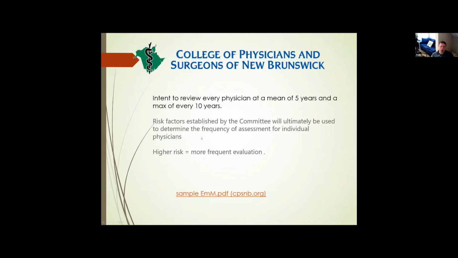Once they reviewed your charts, they're going to have some factors that they will have established beforehand, which will determine the frequency of assessment for an individual physician. And obviously, if you're higher risk, you'll have more charts. I've just switched screens. Hopefully you can see this. So this is a sample of their peer assessment report. And I'll scroll down through it. The link is here if you want to click on it yourself, or you can go to the college site.